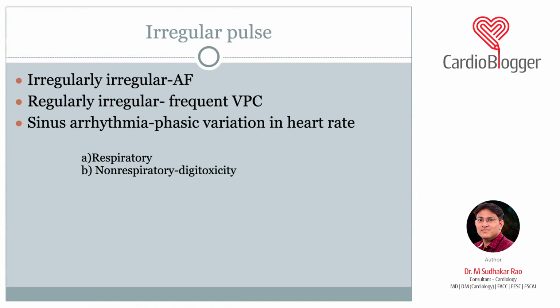VPC produces a regularly irregular pulse. Multifocal atrial tachycardia, flutter with varying block, and AF all produce an irregular pulse, but a VPC usually produces a regularly irregular pulse. And also a sinus arrhythmia is a cause of an irregular pulse.